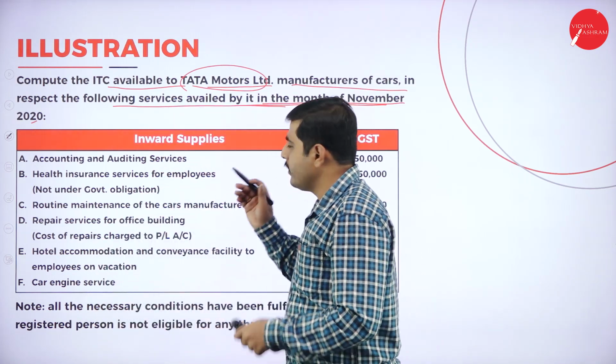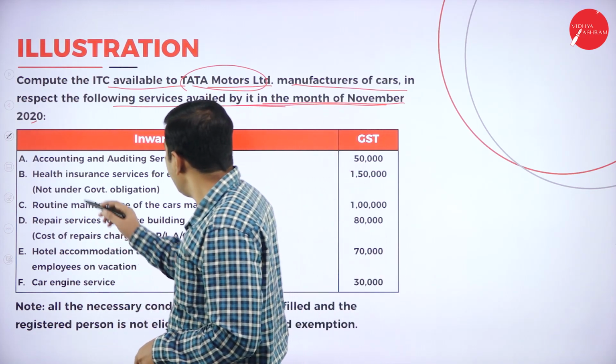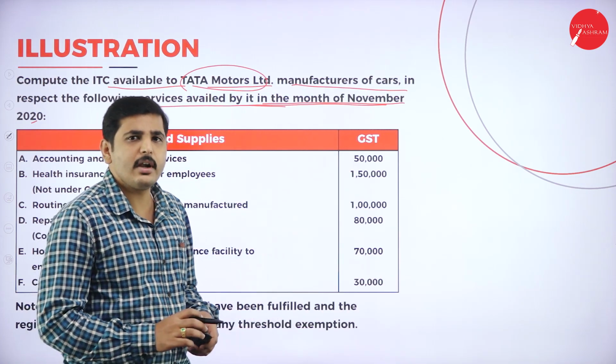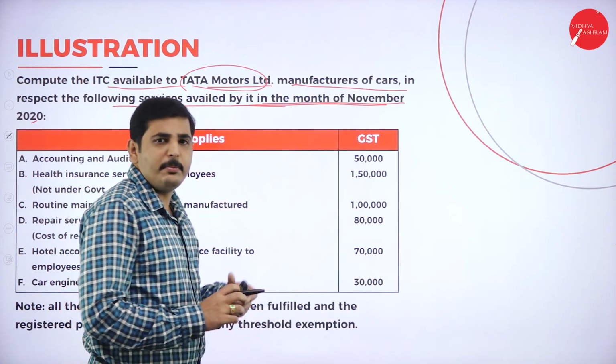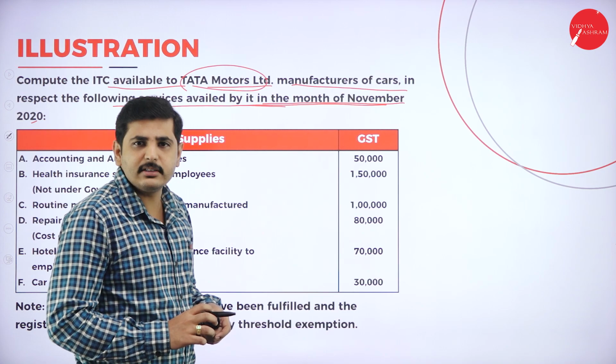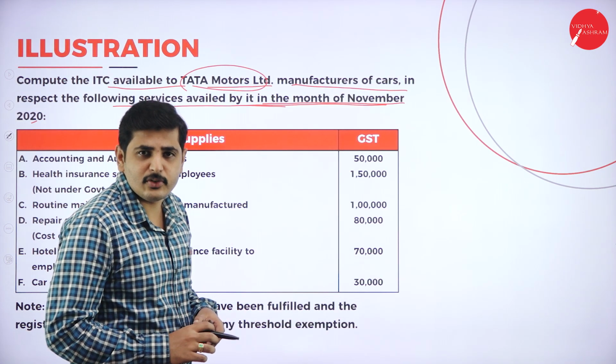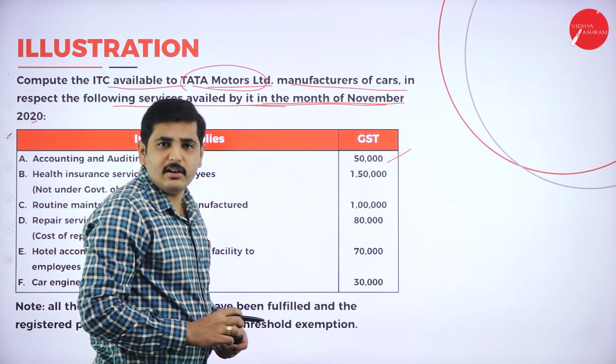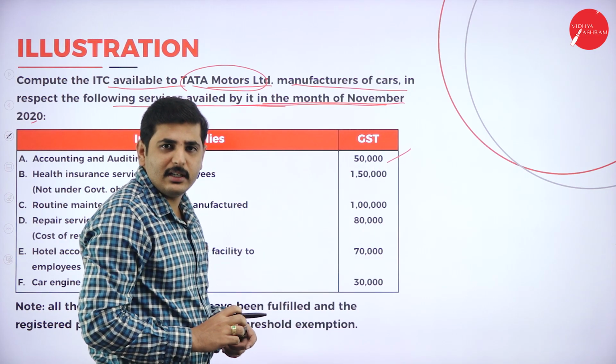Now let's go to the first point. Accounting and auditing service. What do you mean by accounting and auditing service? See, this is for business purpose. Accounting and auditing service is for business purpose, so this can be given. The ITC, the input tax credit, is available for this point.